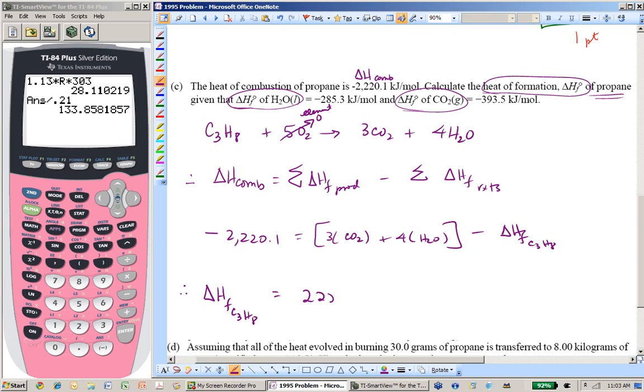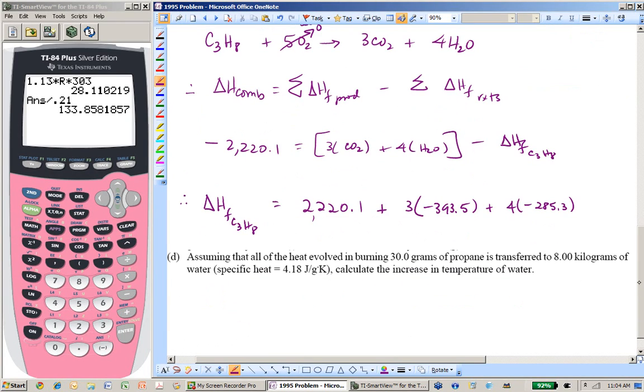So 2220.1 kilojoules per mole plus 3 times the value for the carbon dioxide, which they gave me, a negative 393.5, plus 4 times the value for the water, which was a negative 285.3, all in kilojoules per mole.